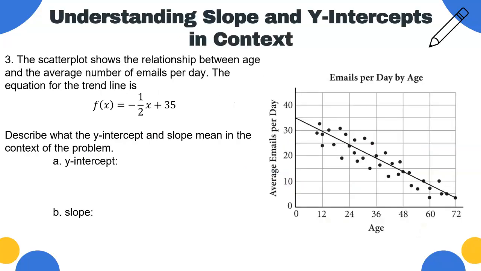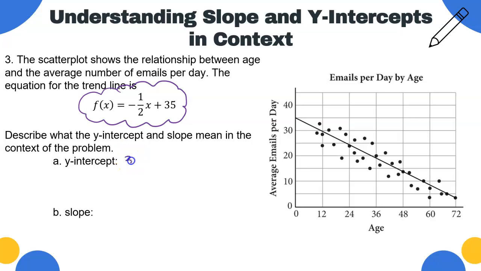Now, we want to make sure we understand what trend lines mean in the context of the problem. So here's an example where we're looking at the relationship between age and the number of emails per day. The equation for the trend line is given to us right up here. Okay, so we don't have to figure it out, we just know what it is. We want to describe what the y-intercept and the slope mean in the context of the problem.